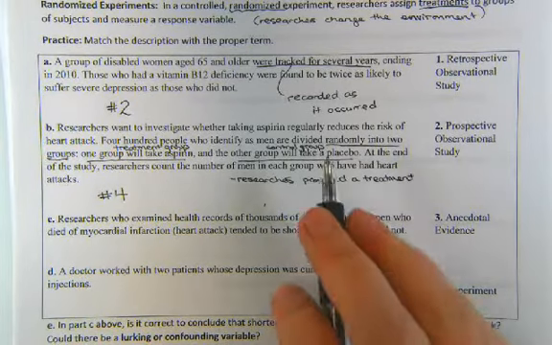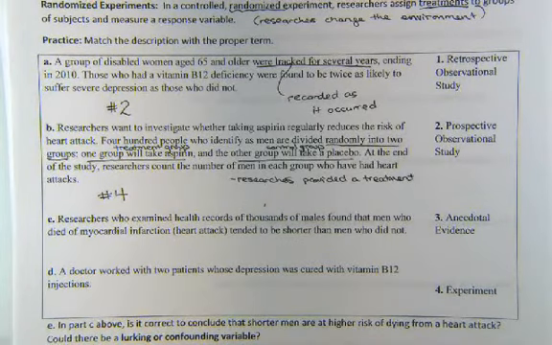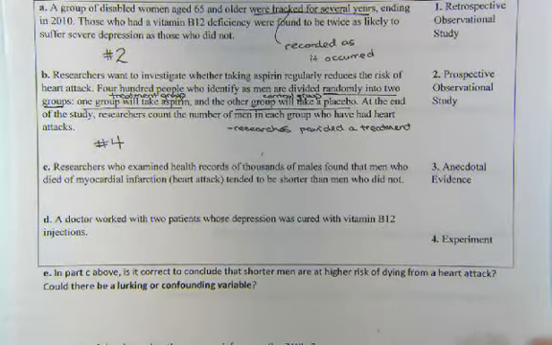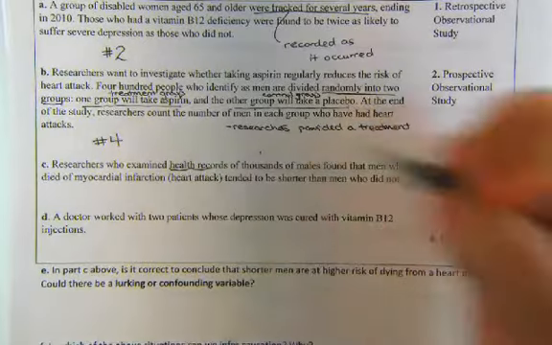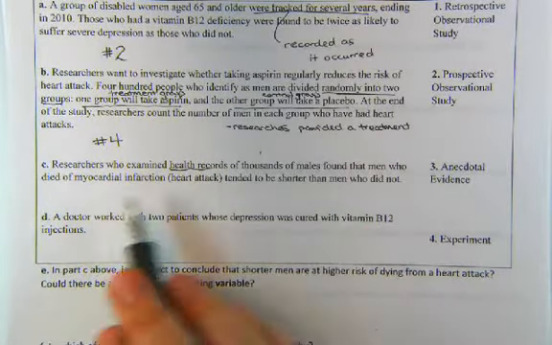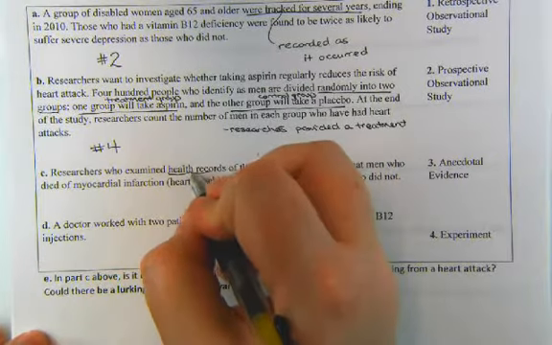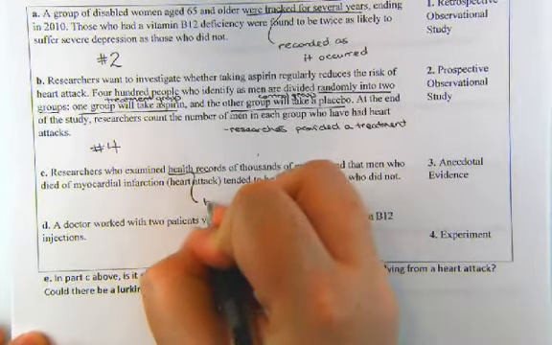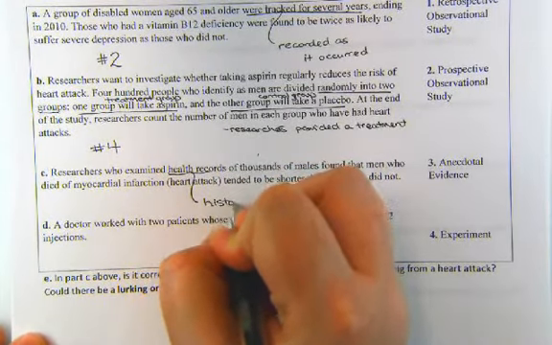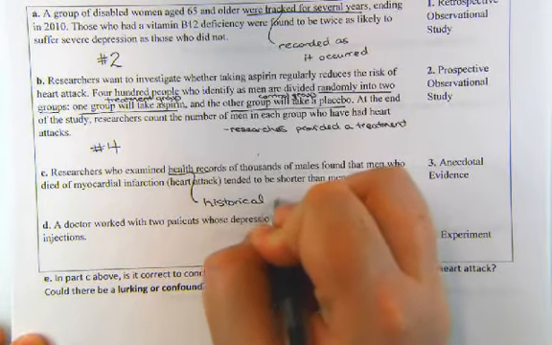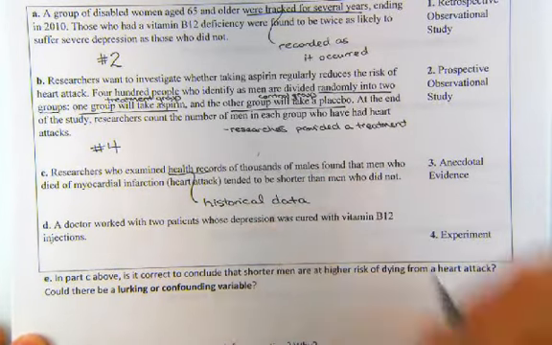In Part C, researchers examined health records. So they're looking at old health records of thousands of males and looking for heart attacks and height. Looking at old health records makes this historical data. And all they're doing is reviewing stuff that's already happened and then making conclusions from that information, and that makes it retrospective.